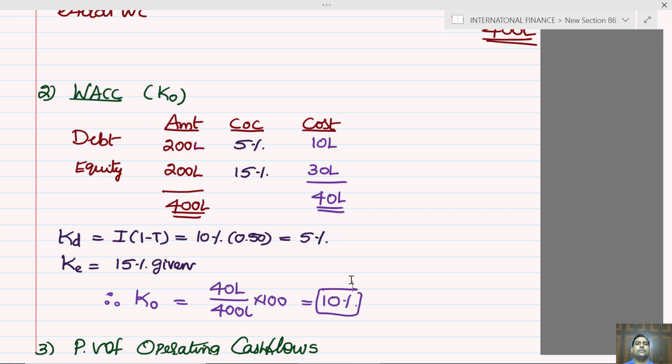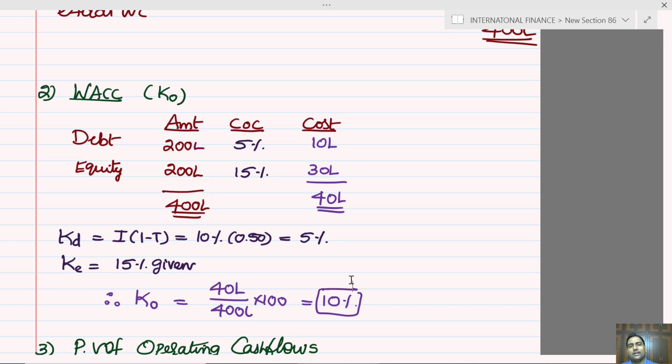For example, my gross profit was 100, my interest payment was 10. 100 minus 10, so net profit is 90. 90 is the taxable income, on that I have to pay 50% tax. 90 into 50% means 45 rupees is my tax liability, that is paid as cash outflow.